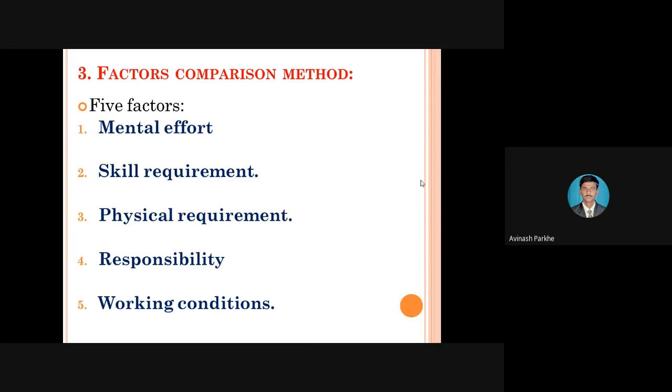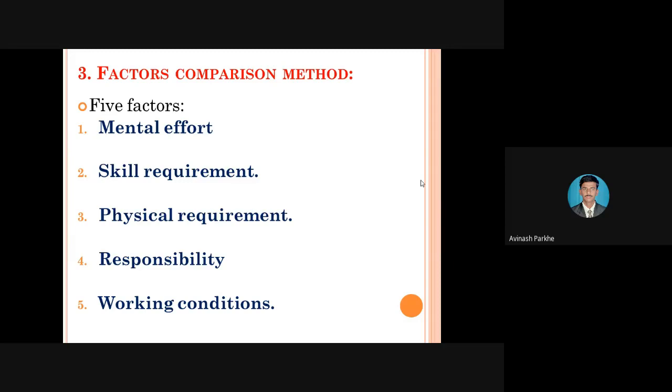So now in today's lecture, we'll discuss the third method of job evaluation, which is called the factor comparison method. If you go through the title of this method, method number 3, the name itself suggests that a total of 5 factors are given to you, and based on those 5 factors, the comparison of the job evaluation will take place.